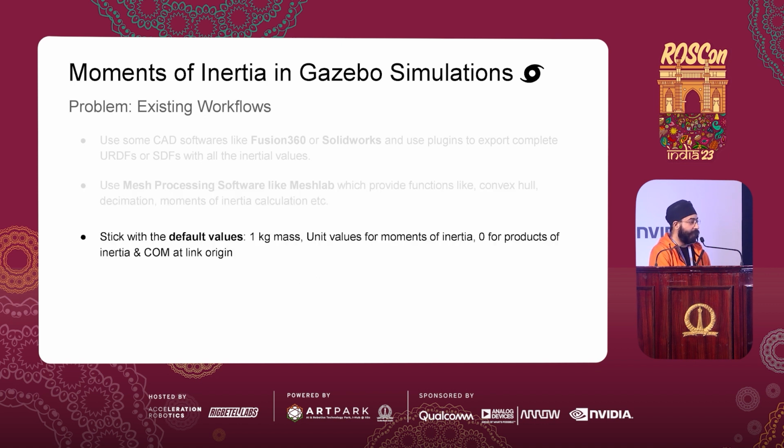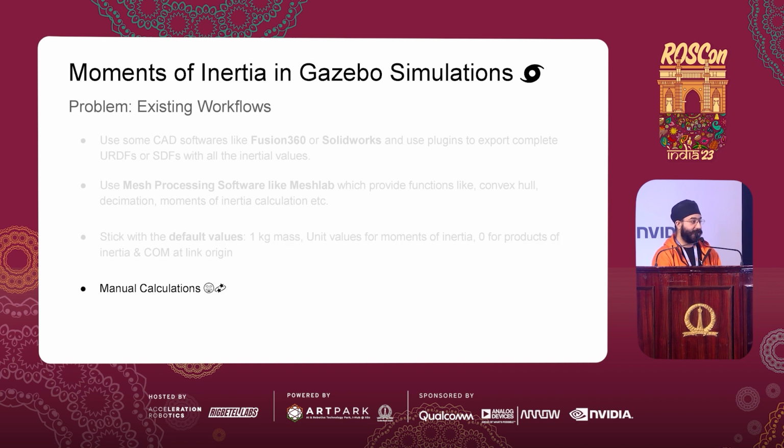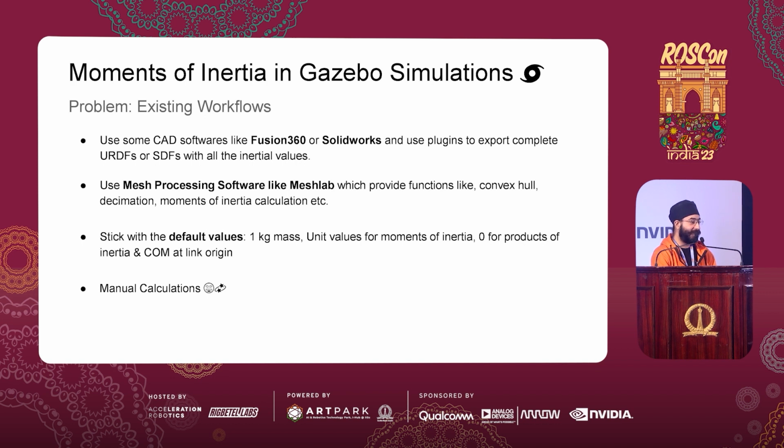Another way would be to just stick with the default values that Gazebo provides, but they might not be fitting for all situations because they just put mass as 1 kg and unit values for the moment of inertia and 0 for the products of inertia. And last and the most painful way would be to do manual calculations. This is the one which I try to avoid the most because for primitive geometries it might work, but for mesh it's a nightmare.